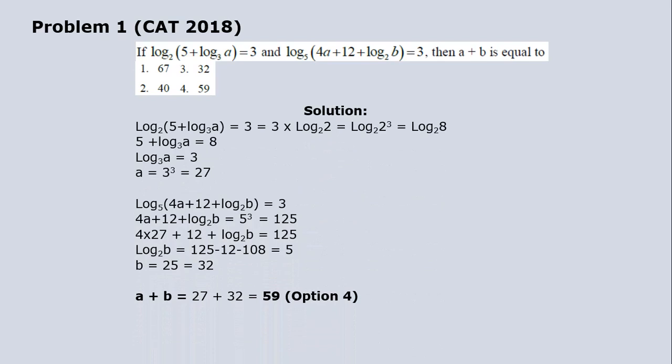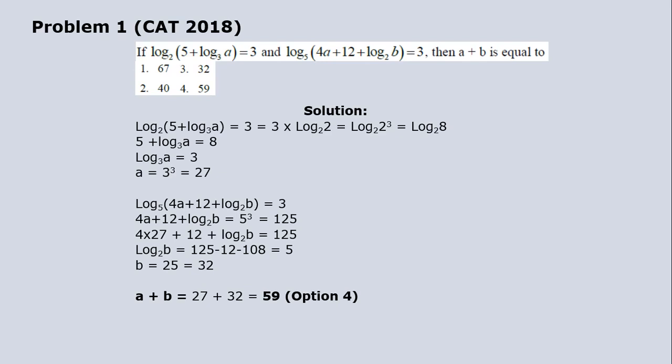So, if you're ready, let's look at how to solve this question. We are asked the value of a plus b, where a is present in the first equation while the second contains both a and b. Let's try to find a from the first equation. Basically, the first equation is saying that 5 plus log of a to base 3 is equal to 2 to the power of 3, which is 8. Solving further, you get log of a is 3 and therefore a is 3 cubed or 27.